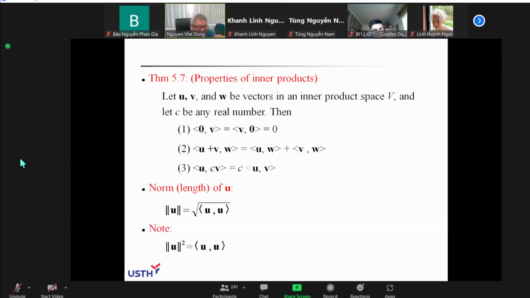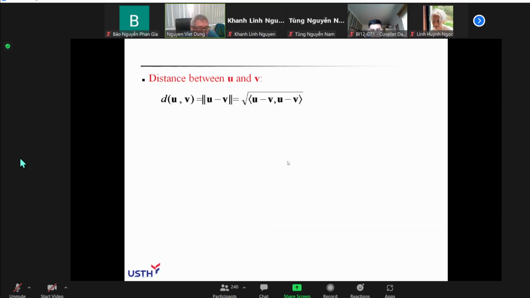And obviously, if you take the square of both sides, the square of the length of U will be equal to that. Then, similarly to the dot product, now we can define the distance between two vectors U and V. The distance between U and V is defined to be the norm of U minus V, or the square root of the inner product of U minus V and U minus V.